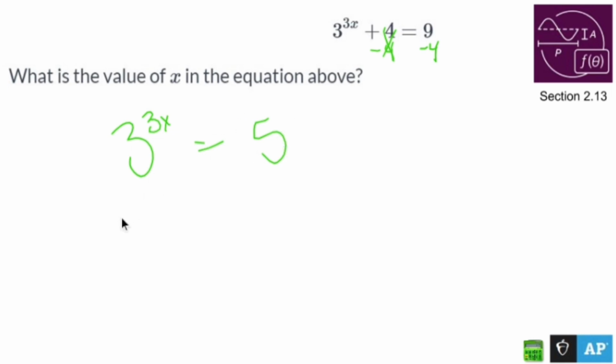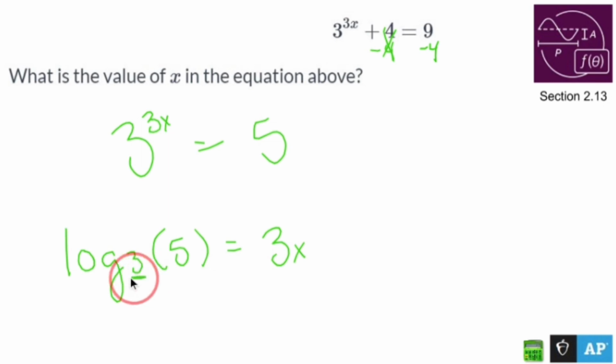So now what I have to do is write this in its logarithmic form. You are my base, so I have log base 3 of 5 equals 3x. So what I'm going to do is run to my calculator. But before I even do that, oh no, my calculator's log is not base 3.